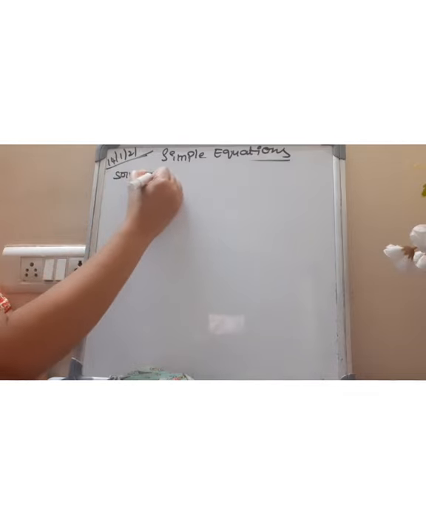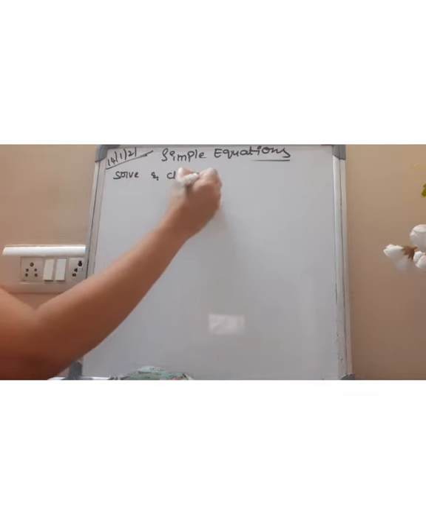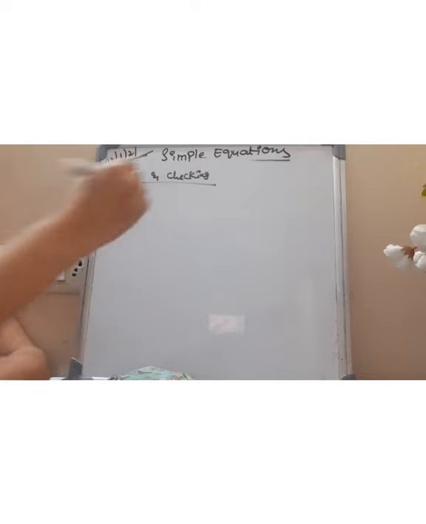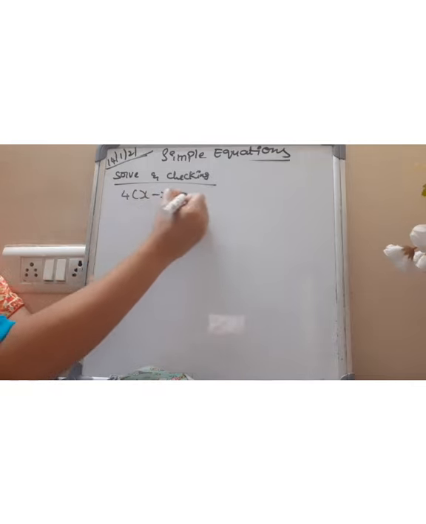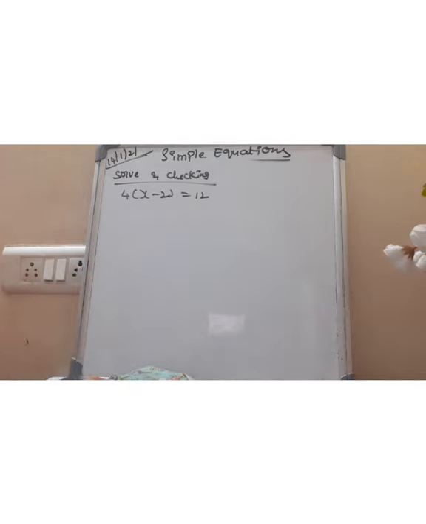Okay, we'll start now. Solve and check. This is the same continuation of the previous video, so you can go through the previous video. Solving and checking. The next question we are taking is 4 into x minus 2 is equals to 12.